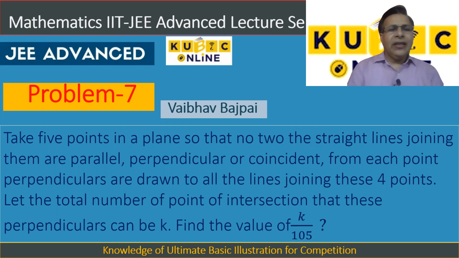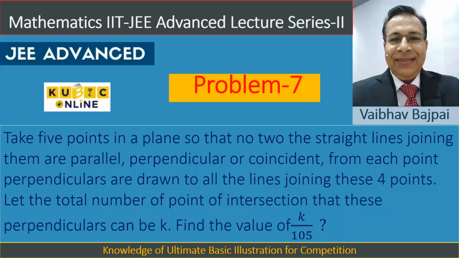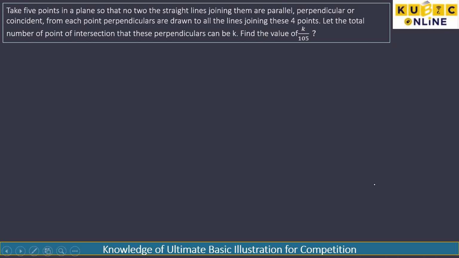Question is, take 5 points in a plane so that no two of the straight lines joining them are parallel, perpendicular or coincident. From each point, perpendiculars are drawn to all the lines joining these 4 points. Let the total number of points of intersection that these perpendiculars can have be k, then find the value of k divided by 105. Pause this video and try this question. Let's begin. Now, in this question we have 5 points.